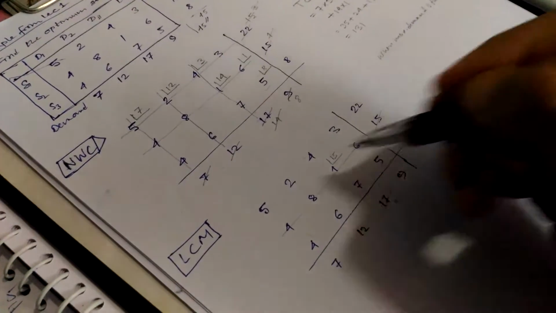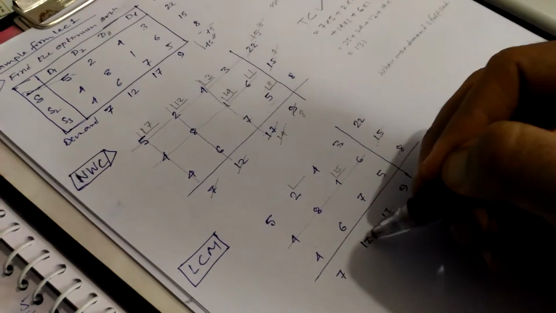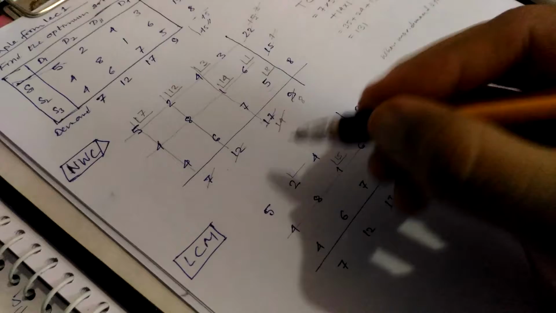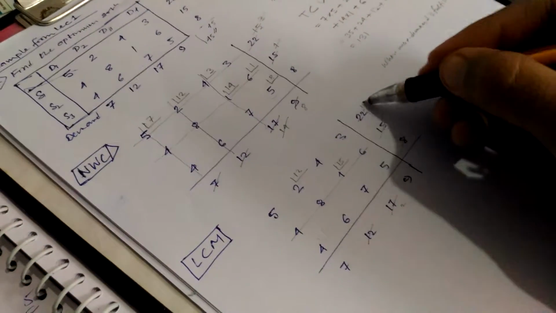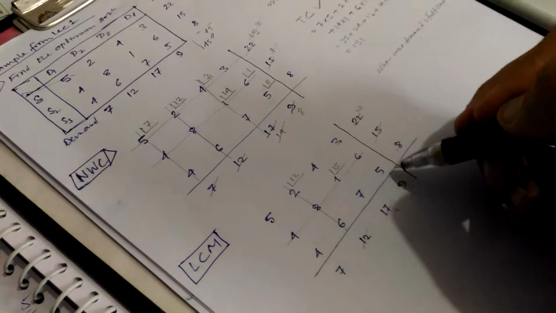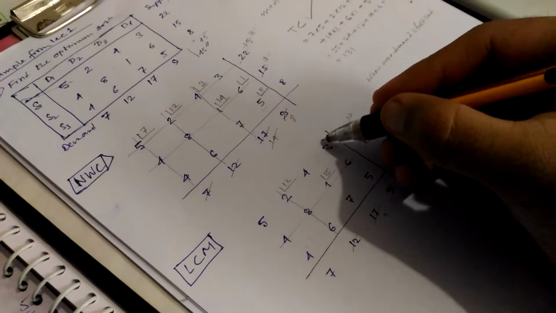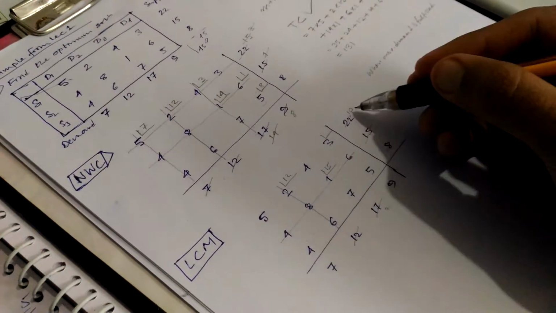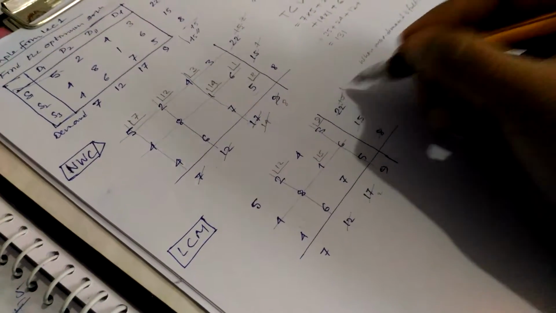Now in this remaining matrix 2 is minimum, so mark 2. Then between 12 and 22, 12 is minimum, so write 12 here, then cut 12. 10 remains here. Since this is exhausted, cut this. In the remaining matrix you have 3 as minimum, so mark here 3. Then between 10 and 9, 9 is minimum, so write 9. Strike this. Here only 1 is remaining.